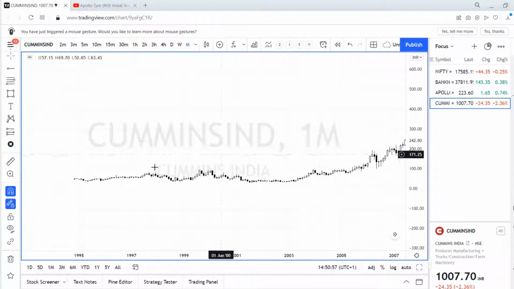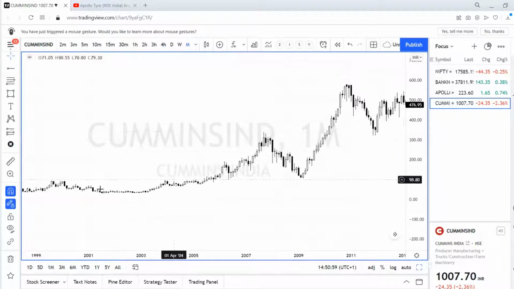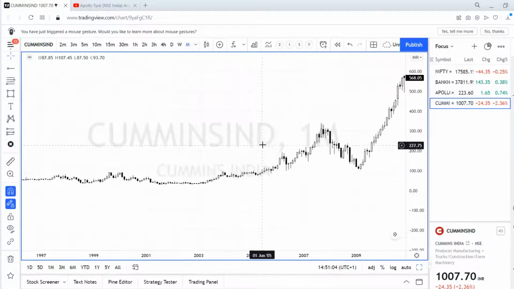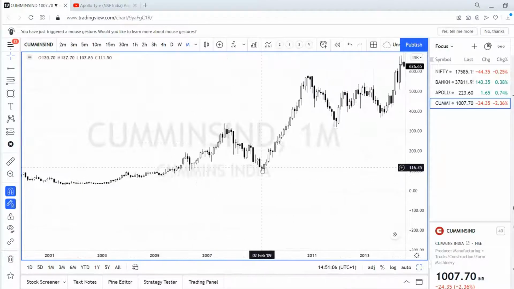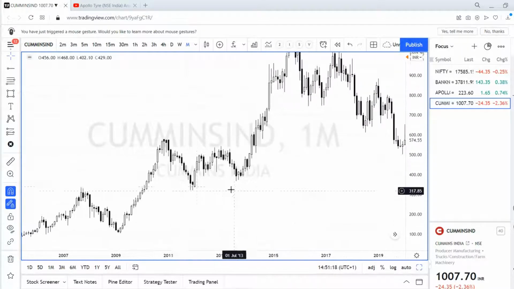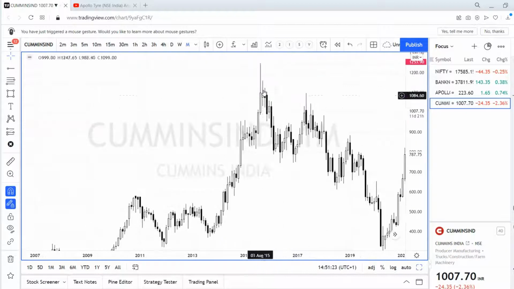So Cummins started from 1995. Initially it was on a consolidation. Then it started rising. Then it fell in February 2009, and it started moving up. It moved till November 2010. Then it made a retracement. This is an impulsive move. This is a retracement. Then again it started moving, and then it made a very big impulse here.